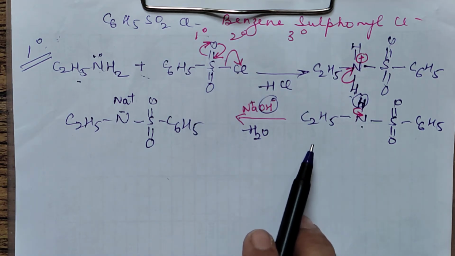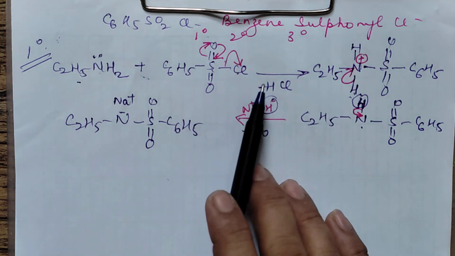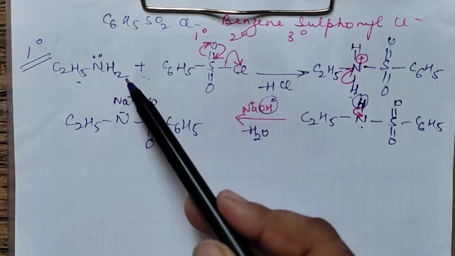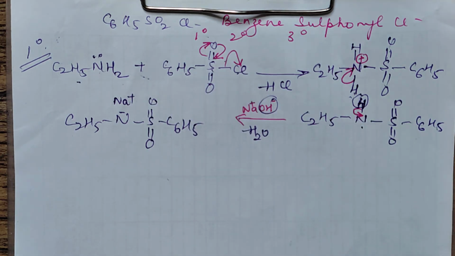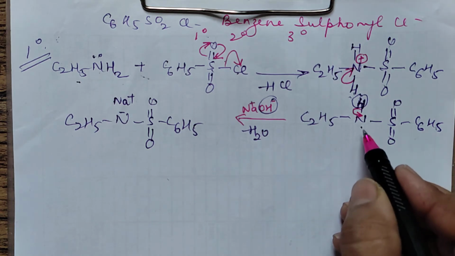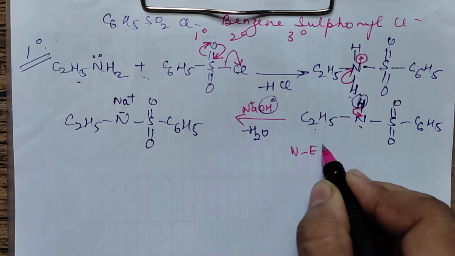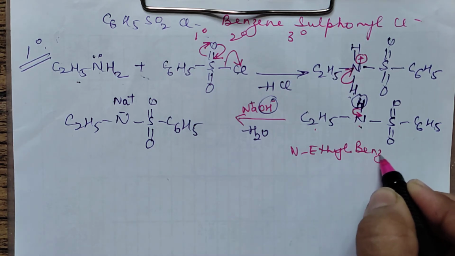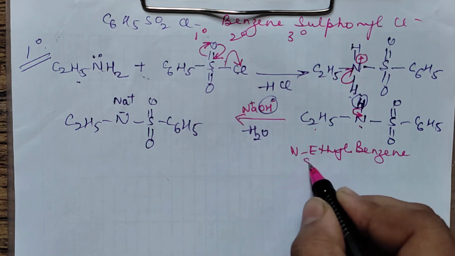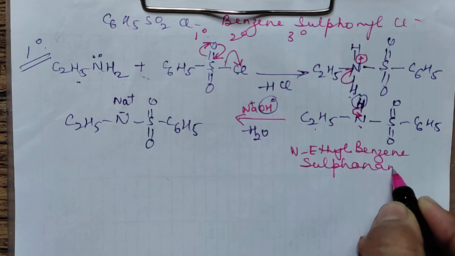They have written like this. Here I have shown you that Cl comes in, then H also comes out, HCl comes out. Otherwise, directly one H and Cl we can remove and write down. The product is obtained. Now, what is the product name? On the N position there is ethyl. So we name this N-ethyl benzene sulfonamide. This is the name.